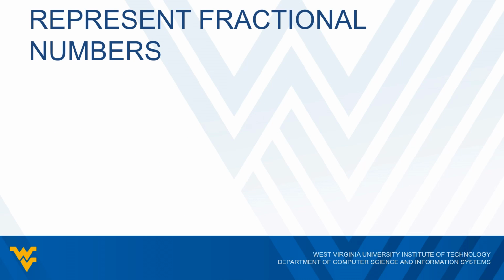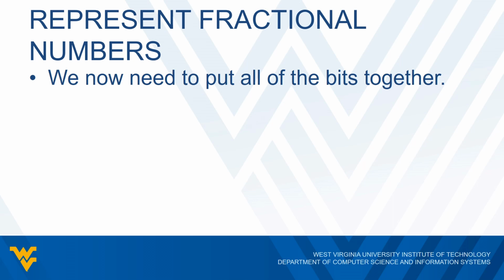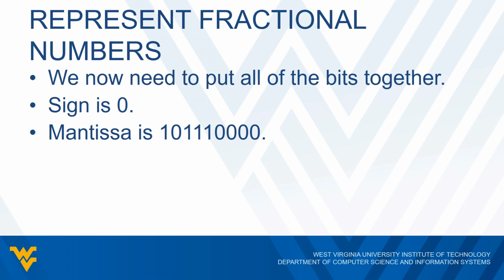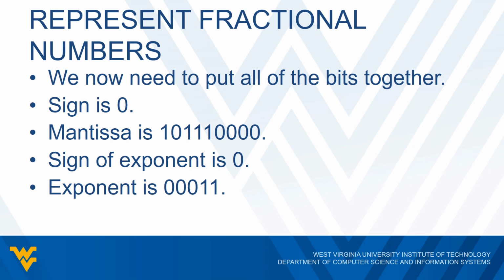Now that we have all the individual pieces, we just need to put all those bits together into one giant binary number. So remember, for our mantissa, the sign is 0 because it is a positive value. The value of the mantissa itself, converted to binary, is going to be 101110000. These first 10 bits deal with the entire mantissa of our scientific notation. Then we look at the exponent. The sign of the exponent is also 0 because the exponent is a positive value. And then the exponent is 3, so we represent that as 00011. Remember, we use 6 bits to represent the exponent. The first bit is the sign, and the remaining 5 bits are the exponent.